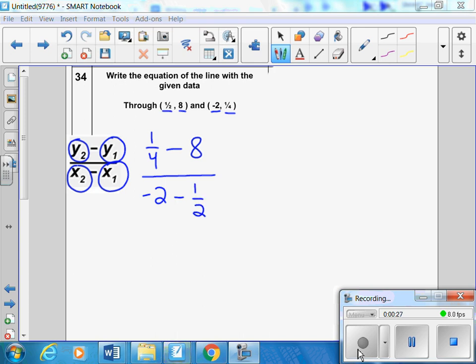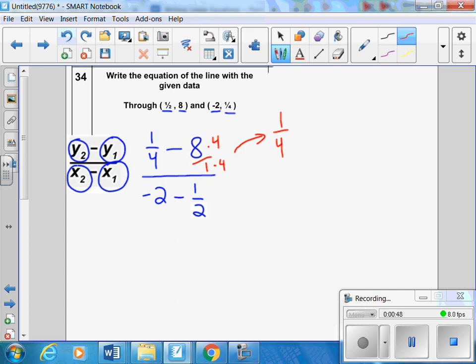Now, it's going to make it a lot easier on ourselves if we have common denominators whenever we add or subtract. So right now we know 8 as a fraction is 8 over 1. And if we want to make sure that it has the same denominator as 1/4, we need a 4 on bottom. Let's multiply by 4. So now we're going to have 1/4 minus, and then 8 times 4 is 32, and then 1 times 4 is 4. 32 over 4 is the same thing as 8.